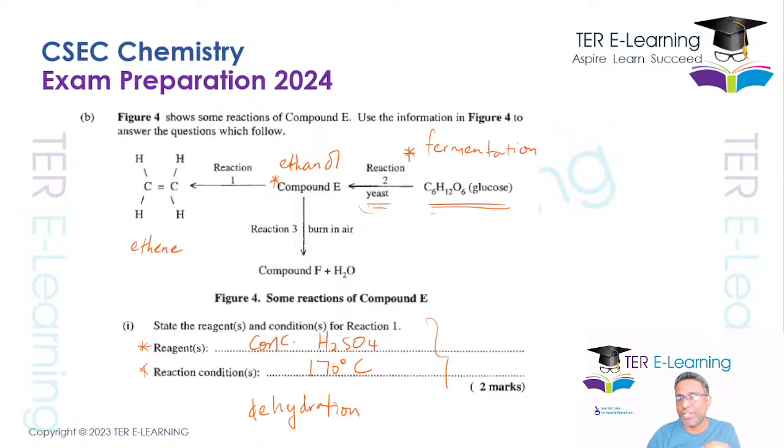When the concentration of the ethanol reaches about 14%, the yeast become denatured. Do not go in the exam and tell them that you kill the yeast. That's not what's happening. The yeast are still there, but they are denatured. That's the correct word we need to say. They stop working. That's what it means. So you get some ethanol.